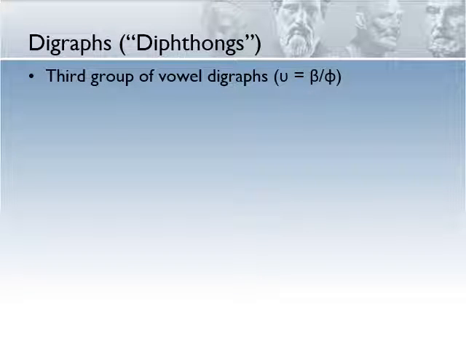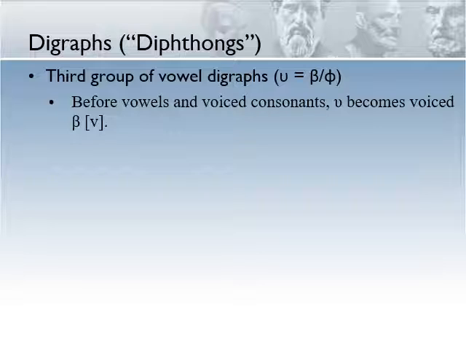Now there's a third group of digraphs we must talk about, talking about these vowel digraphs, and this involves the letter epsilon. Now epsilon normally makes the phonetic I sound, E. But in certain combinations with other letters, it will be pronounced either like the vita or like the phi. So let's take a look at these examples.